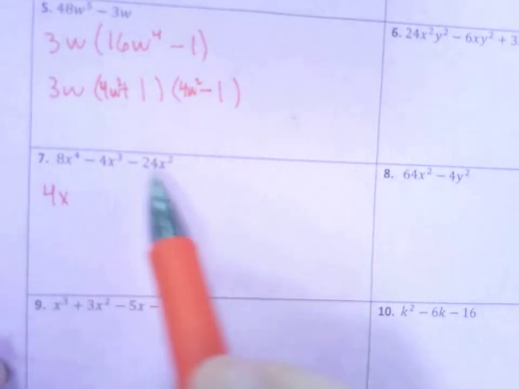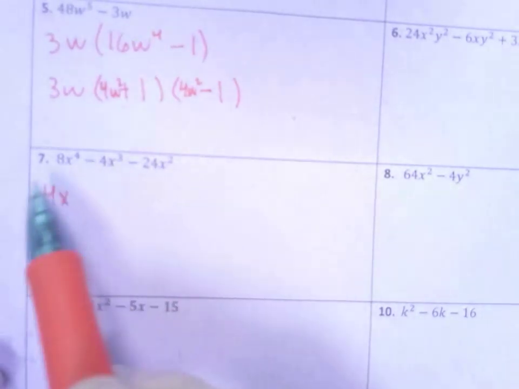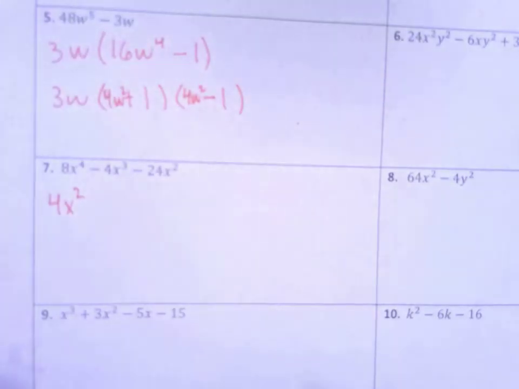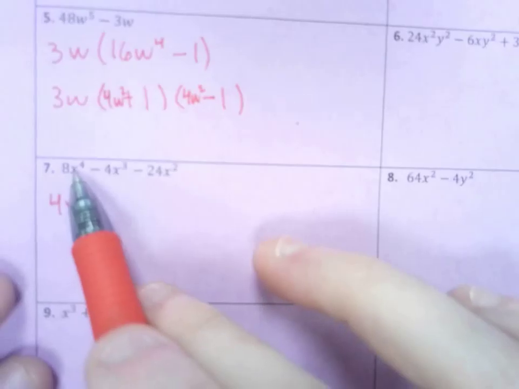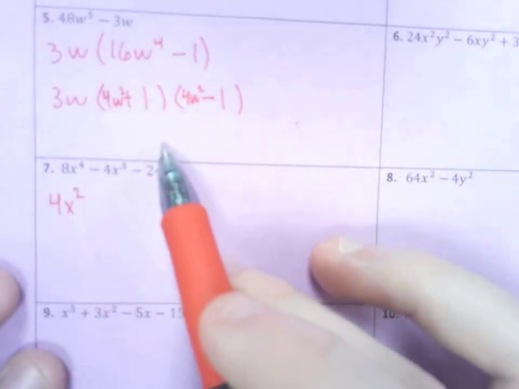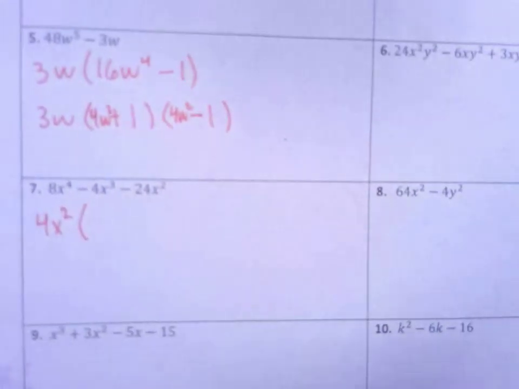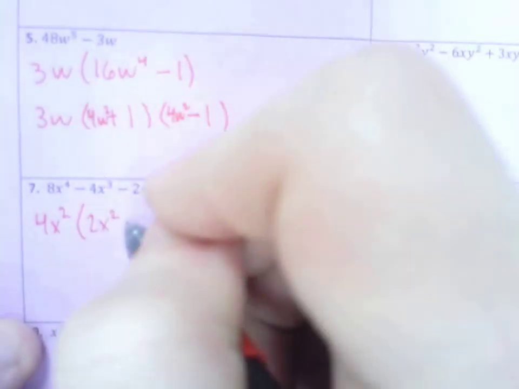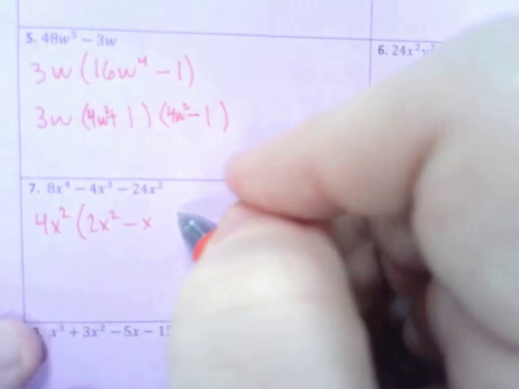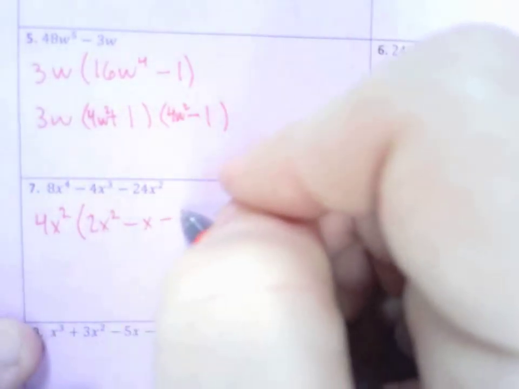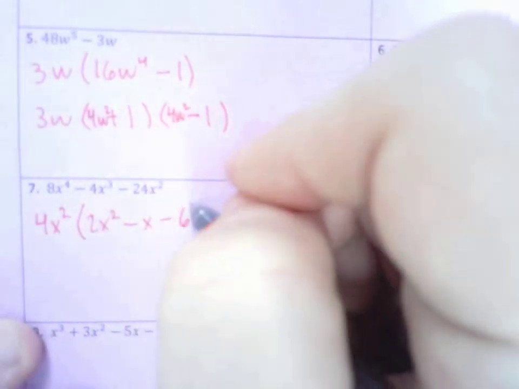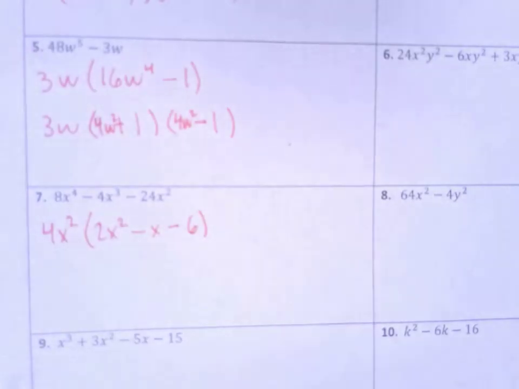This one has 4, this one has 3, this one has 2. X squared, good. So we factor out the lowest exponent on common variables. 4, 3, 2. 2 is the lowest. That's what we take out. What do we have left after we take a 4x squared out of this trinomial? 2x squared, good. Keep going. Minus x. Minus 6. Good. Okay. So we factor the GCF out.